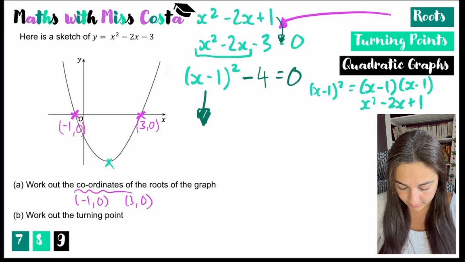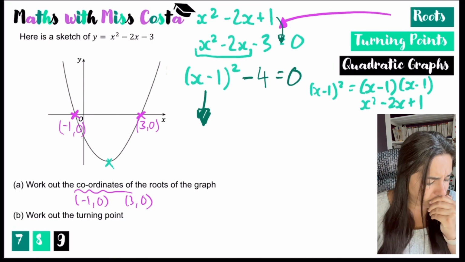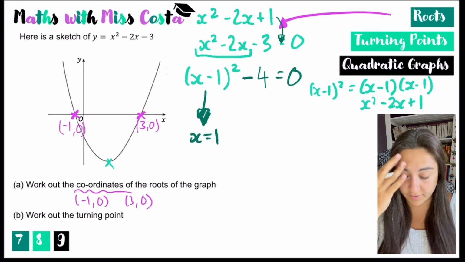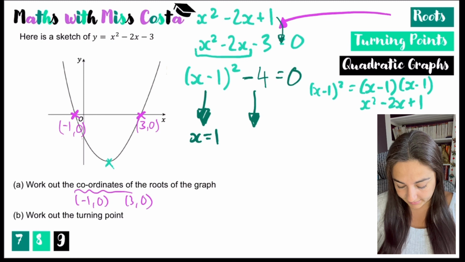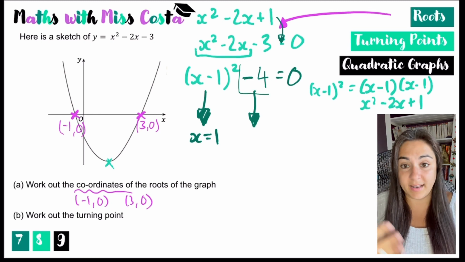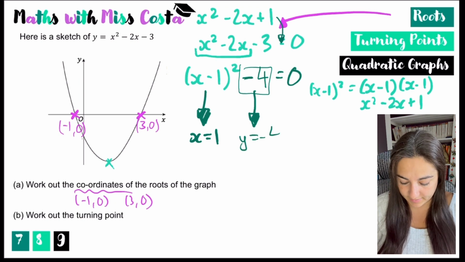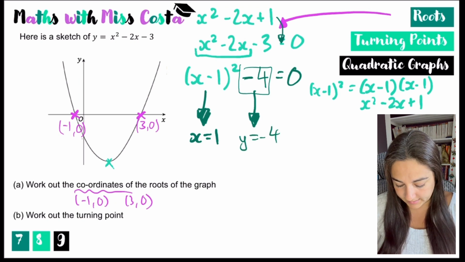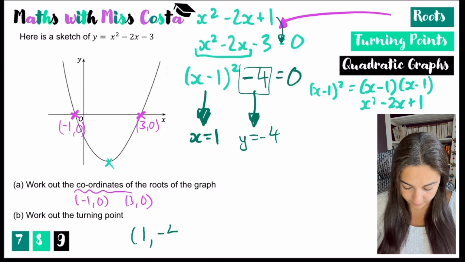So the turning point, the x coordinate is always the inverse of what's inside your bracket. So x would be 1, and the y coordinate is just the leftover bit once you've completed the square. So y would be -4. So the turning point of this graph would be (1, -4).